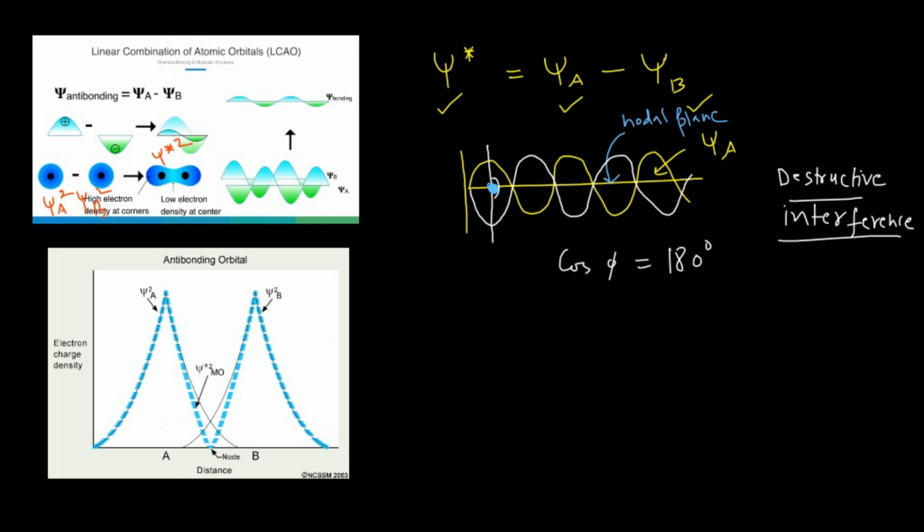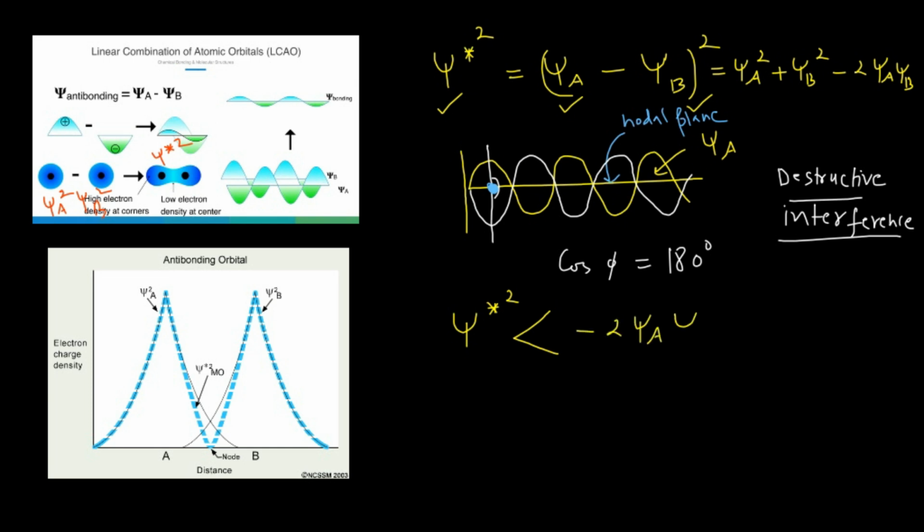Now, when I combine these two by destructive interference, what I will do is make the square of this one. Then this will give you psi A square plus psi B square minus 2 psi A psi B. That means my psi star square is less than psi A and psi B by a factor of minus 2 psi A psi B.